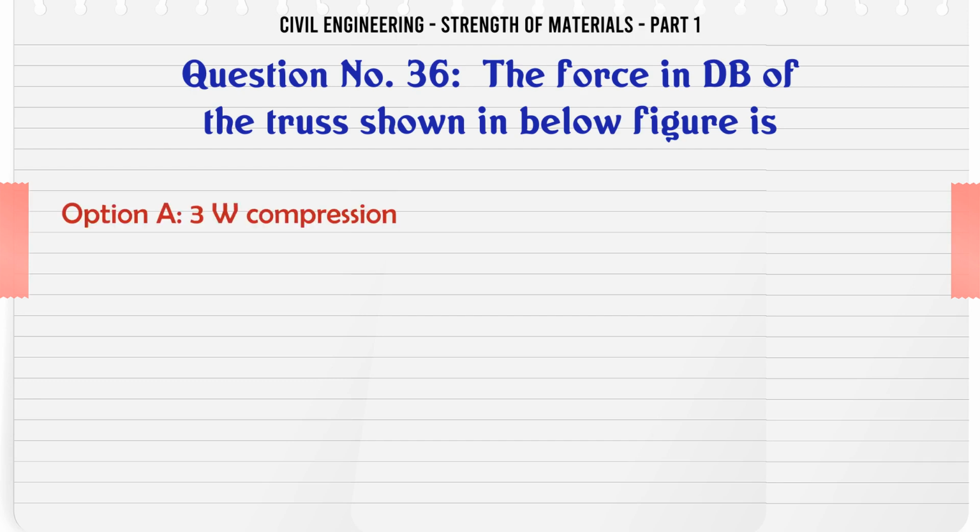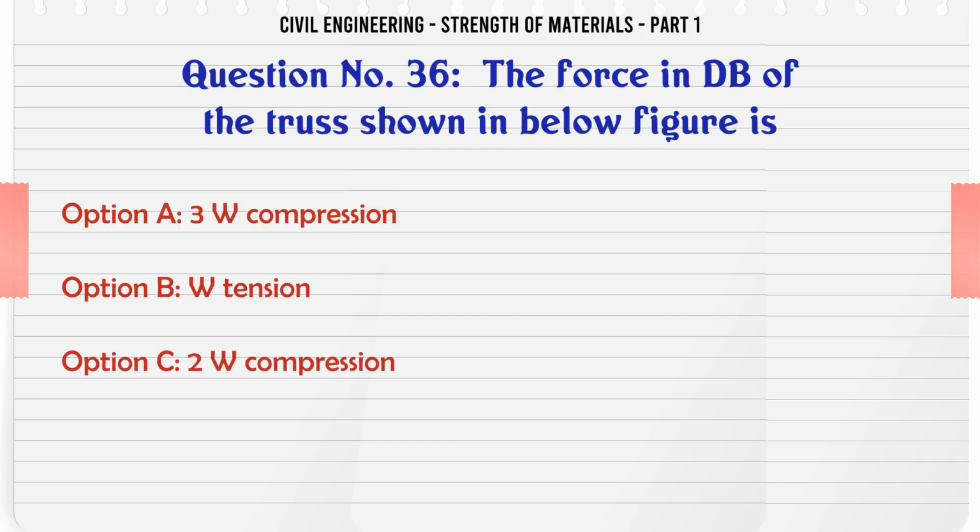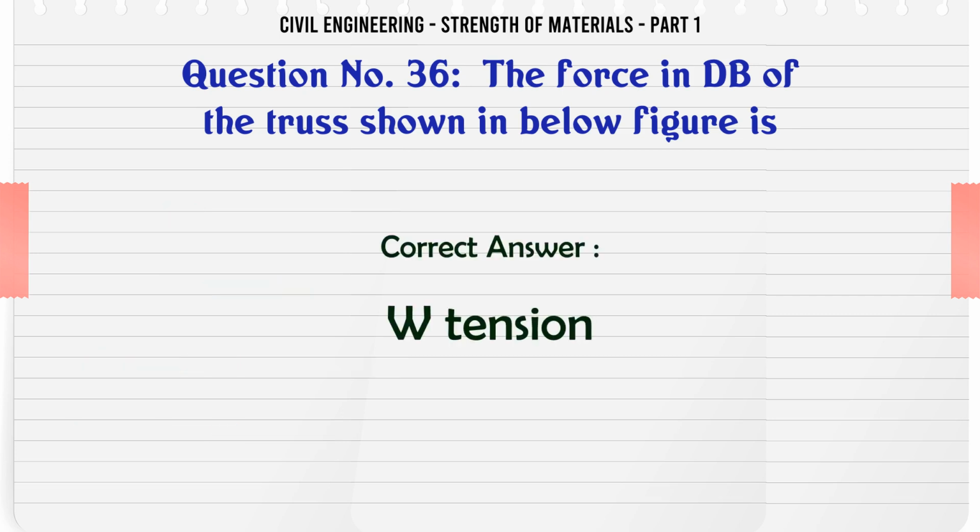The force in dB of the truss shown in the figure below is A. 3W compression, B. W tension, C. 2W compression, D. 5W tension. The correct answer is W tension.